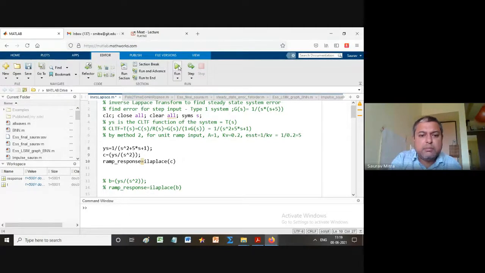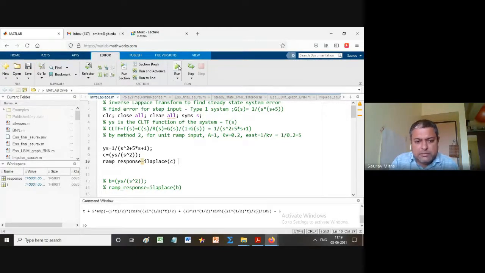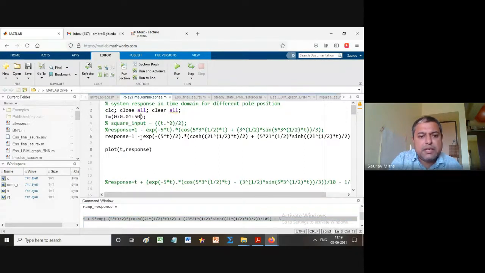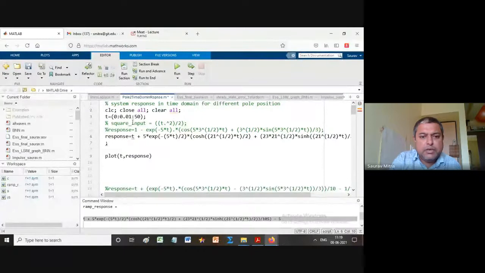Save. And something quite big is going to come. You should not get scared. Yes, see, this big one came. So just copy this and take it to the time domain. This needs to be done carefully. This is not tough, but it is actually reducing our work. We will see where it gets stuck. And we are not going to plot for 50 and we are not going to plot for 0.1.